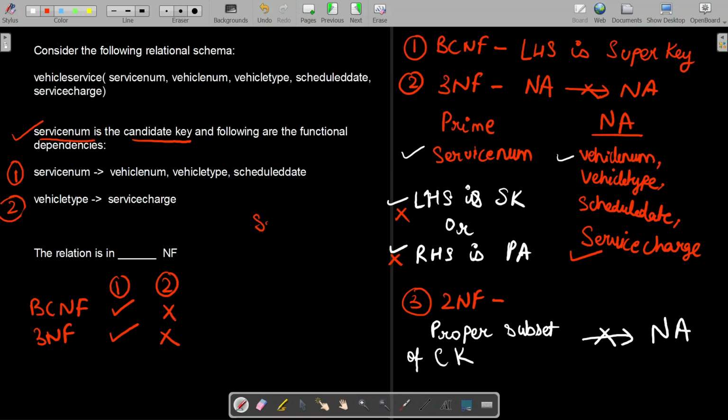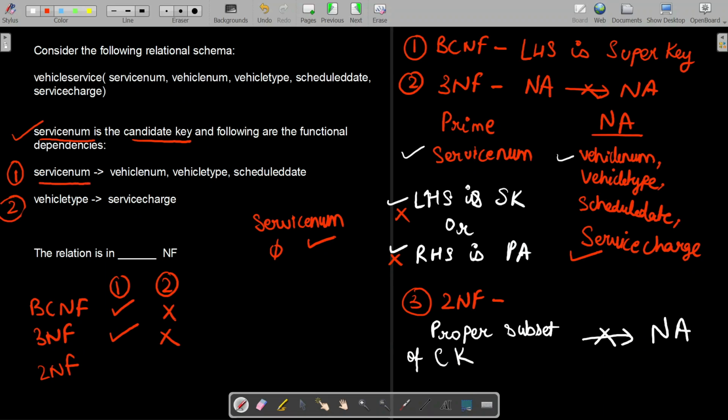So our candidate key is service num, as it is only one attribute and we cannot divide it any further, so only phi will be our proper subset. So there is no proper subset of this particular candidate key. So as there is no proper subset, both the relations will satisfy the 2NF form.